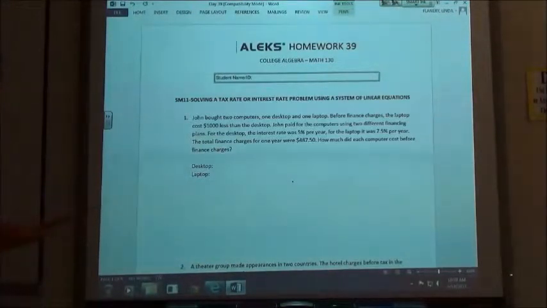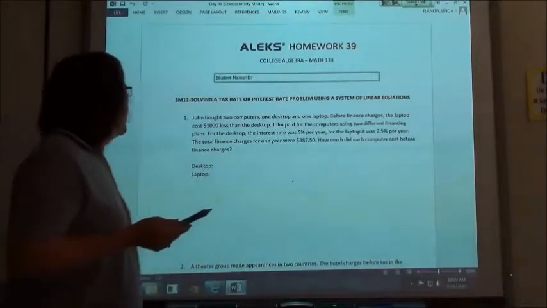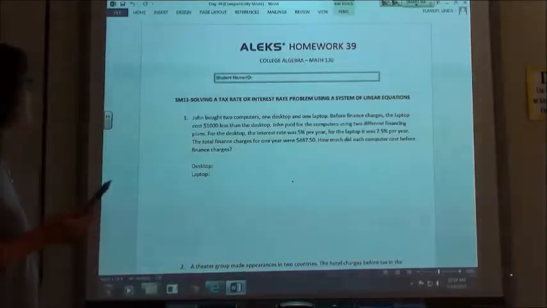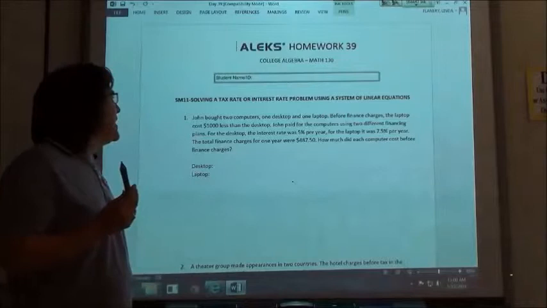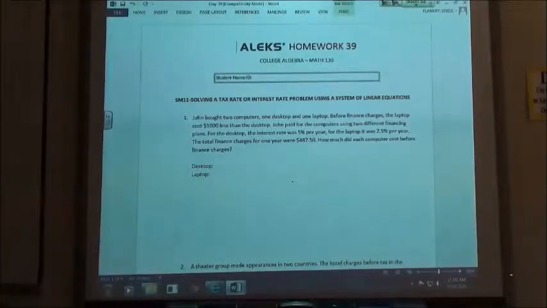Before finance charges, the laptop cost $1,000 less than the desktop. John paid for the computers using 2 different financing plans. For the desktop, the interest rate was 5% per year. For the laptop, it was 7.5% per year. The total finance charges for 1 year were $487.50. How much did each computer cost before finance charges?